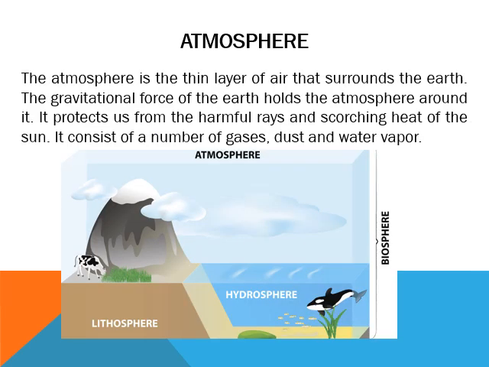Next one is the atmosphere. Atmosphere is the thin layer of air that surrounds the earth. The gravitational force of the earth holds the atmosphere around it. It protects us from the harmful rays and the scorching heat of the sun. It consists of a number of gases, dust and water vapor.